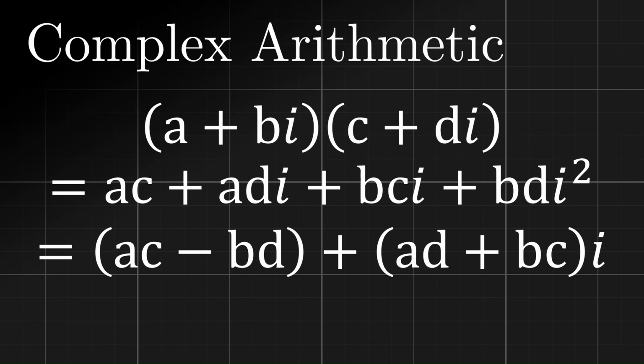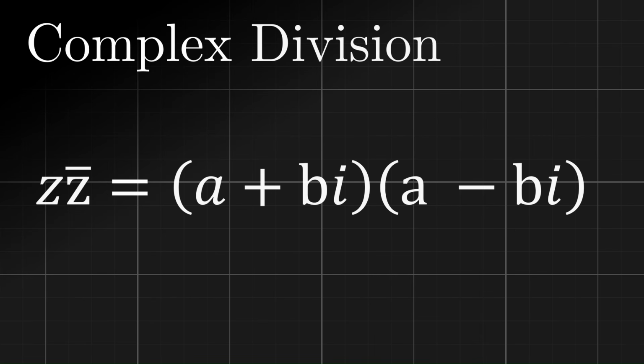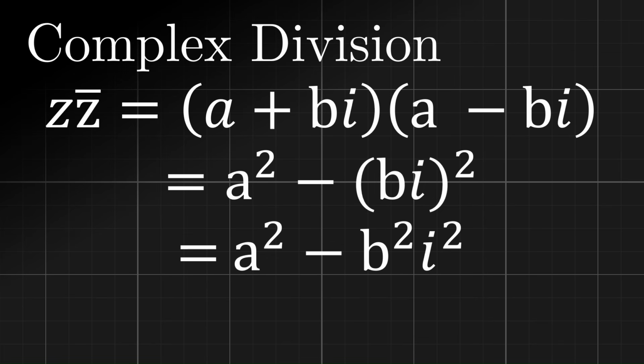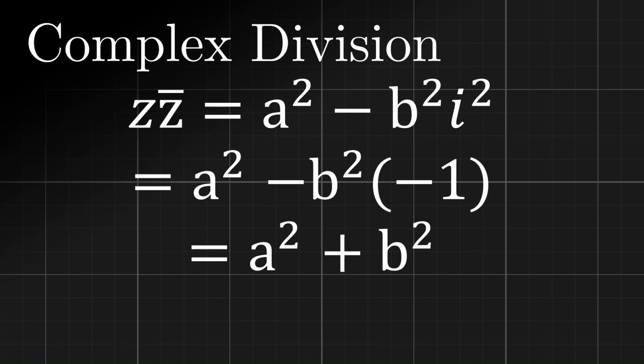Division is where it gets a bit trickier. We don't really have a direct way to divide by a plus bi, but we do know how to divide by a real number. This is where our conjugate comes in handy. Let's take a look at what happens when you multiply a complex number by its conjugate. The result, a squared plus b squared, is always a real number. We can use this to our advantage.